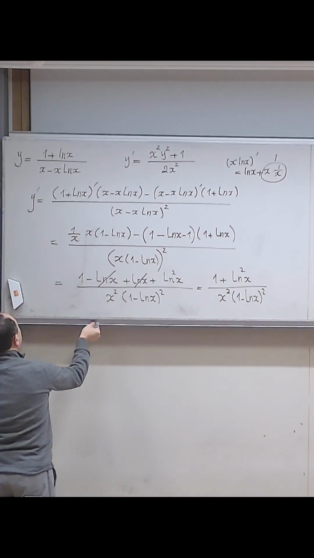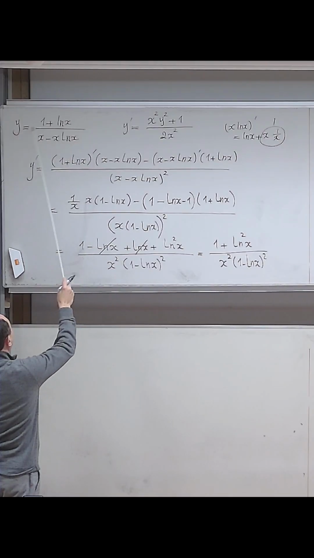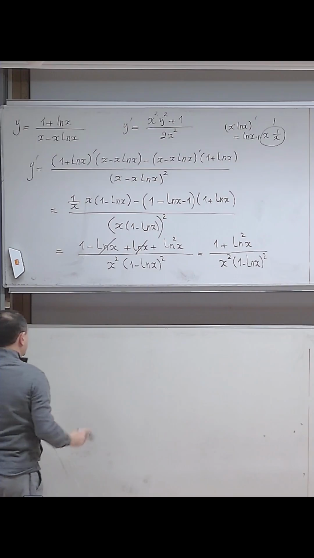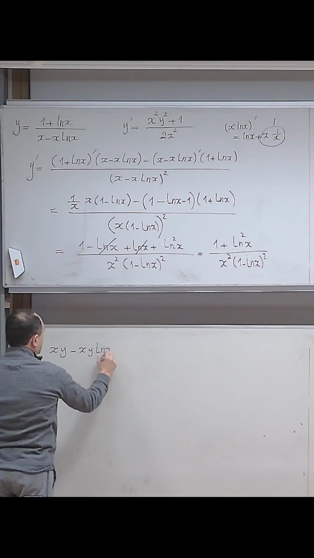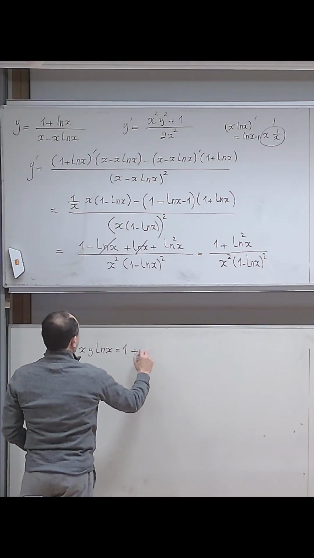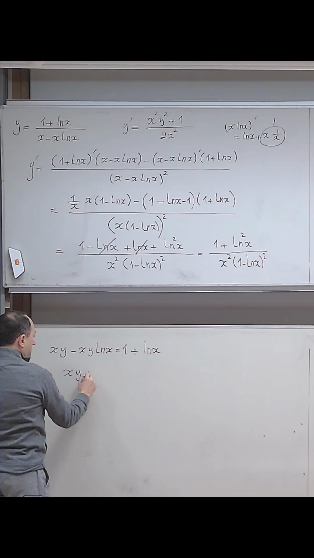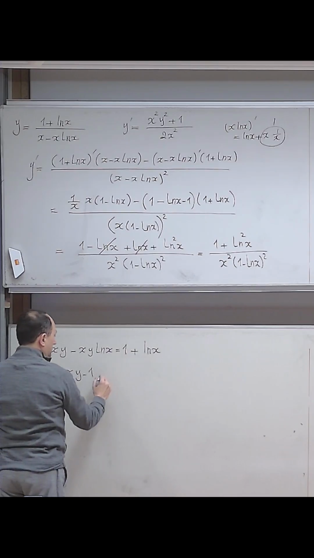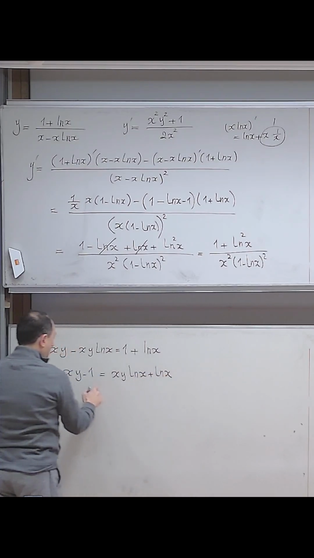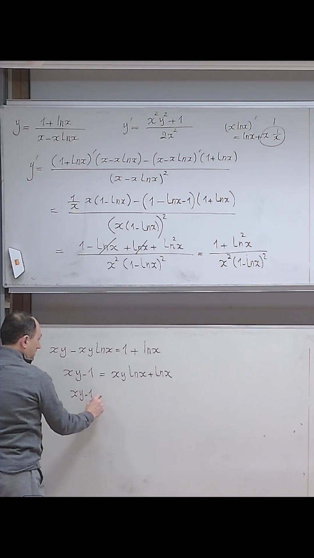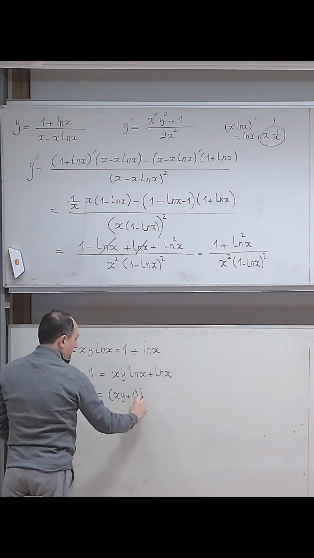What does it mean? It means that you multiply this expression by y and equate it to the numerator. So this becomes x times y minus xy ln of x equals 1 plus ln of x. And now I move 1 to the left, so it becomes xy minus 1. I move this expression to the right, so it becomes xy ln of x plus ln of x. I copy and paste this one, but I factor ln of x out from the right hand side.